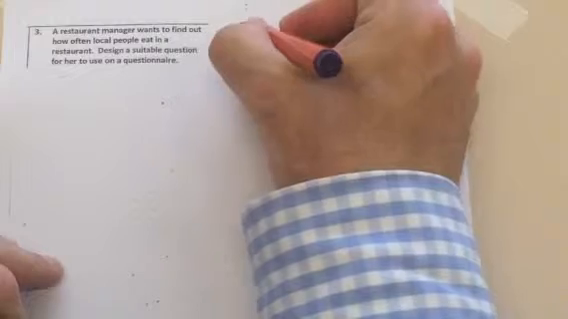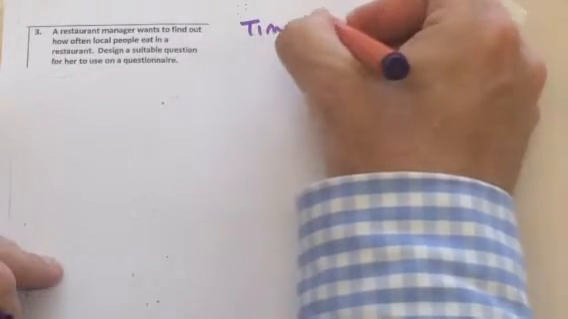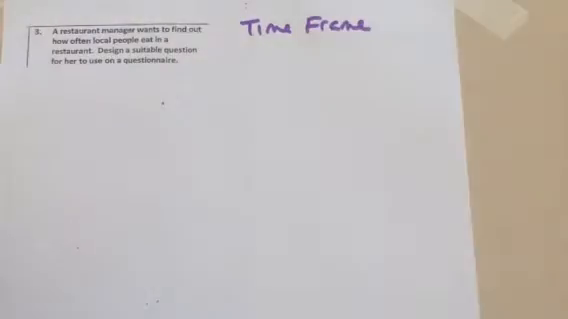So, the key idea in the wording of the question is a time frame. Okay, and so we can't just say, how often do you eat in a restaurant? We need to say, how many times per month do you eat in a restaurant? Or how many times per week? Or how many times per year? But we need to provide that time frame. Okay? And that needs to be stated very explicitly.